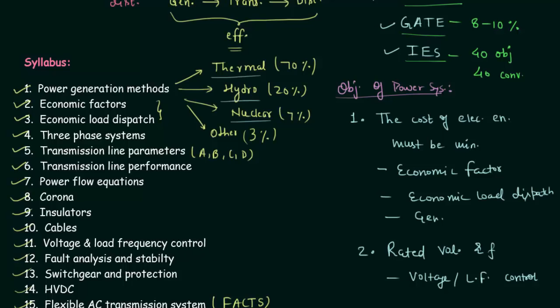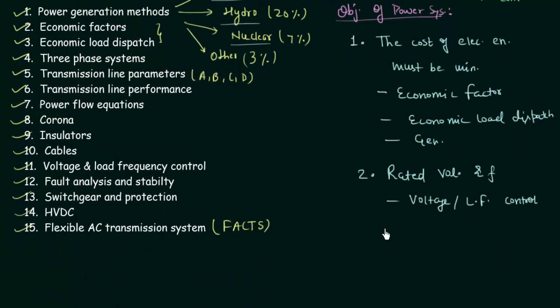The third objective of power system is to provide reliable and continuous power supply. We want to provide reliable and continuous power supply to the consumers. I will write this down, reliable and continuous power supply. This is very important because no one likes power cuts.